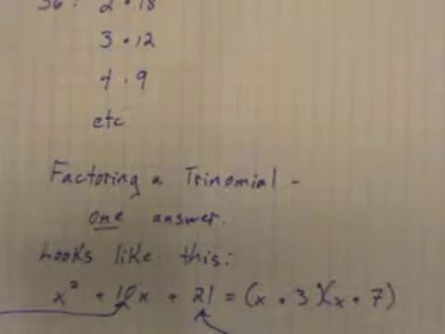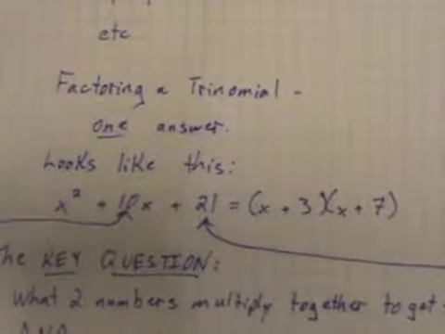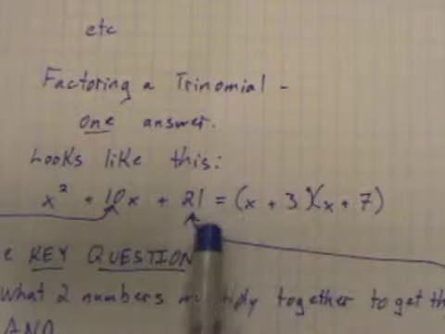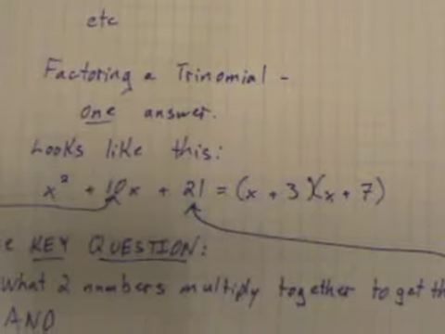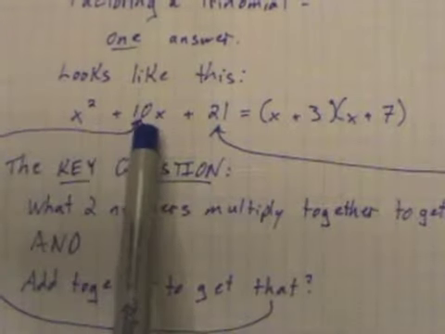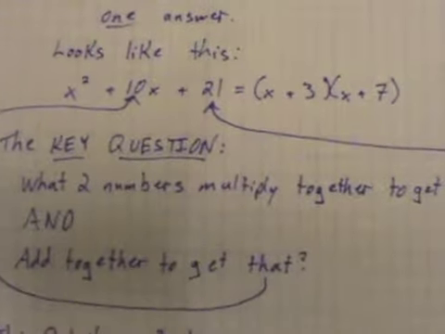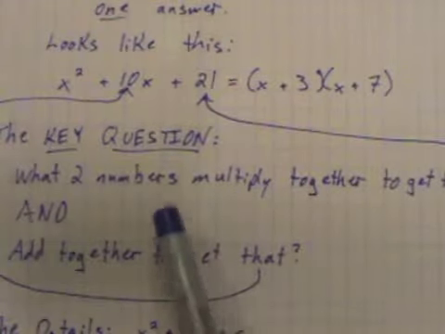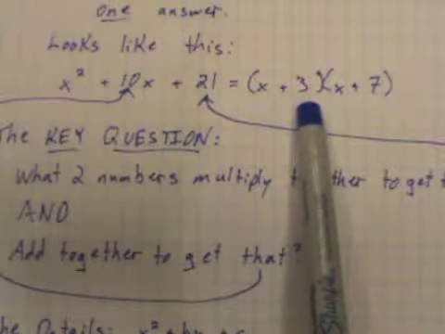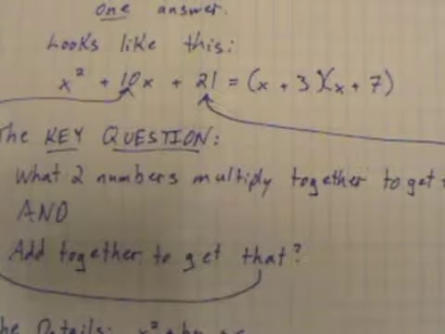Here's how you're going to do this. The key question, the thing that you need to keep asking yourself is, what two numbers do you multiply together to get this number that also add together to get that number? This is what you're going to keep asking yourself again and again. So take a second to look at it and test it out. We've used 3 and 7 here. Why? Because they multiply together to get 21 and they add together to get 10.